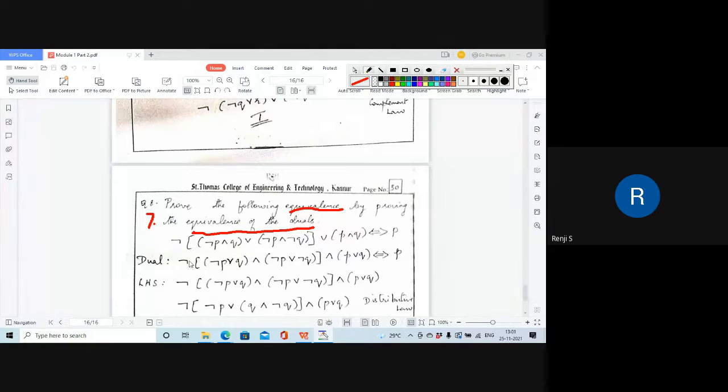Okay. So, write down the question. Not of (not P and Q), or (not P and not Q) in one bracket, or (P and Q) is logically equivalent to P. So this is the question. Write down this question.